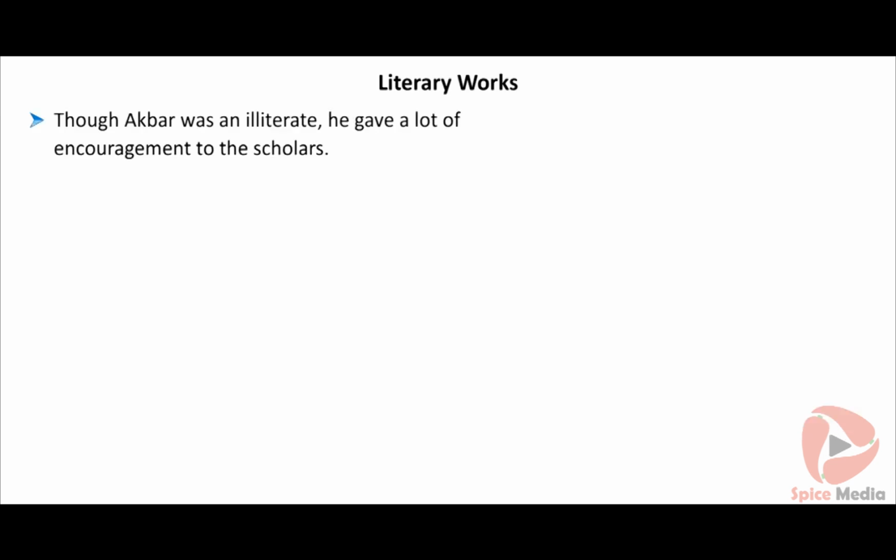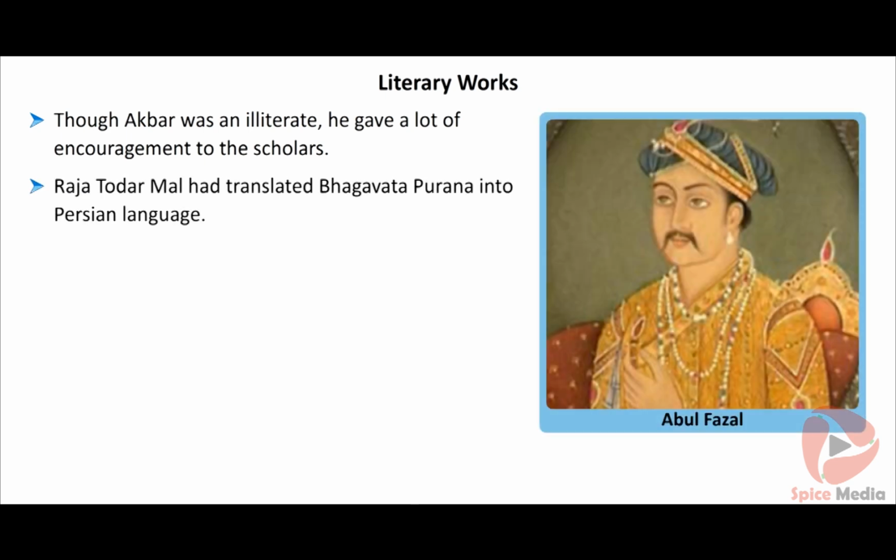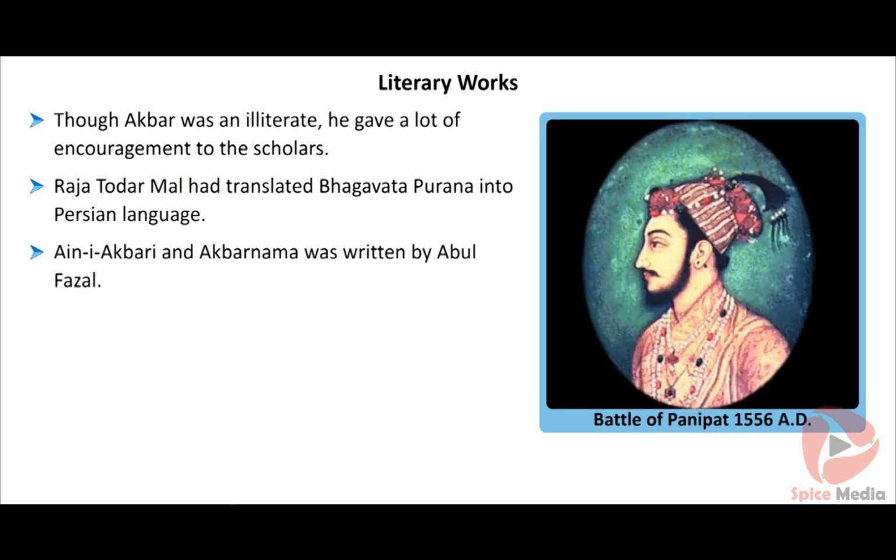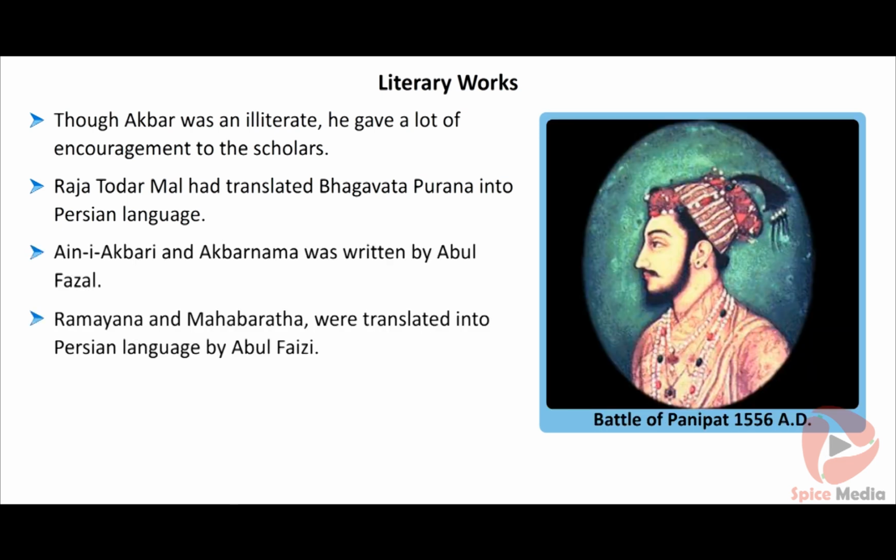Though Akbar was illiterate, he gave a lot of encouragement to the scholars. Some of the eminent scholars of his empire were Abul Fazal, Abul Faizi and Raja Todar Mal. Raja Todar Mal had translated the Bhagavata Purana into the Persian language. Ain-i-Akbari and Akbarnama were written by Abul Fazal. Ramayana and Mahabharata were translated into the Persian language by Abul Faizi. A great musician of Akbar's court was Tansen.